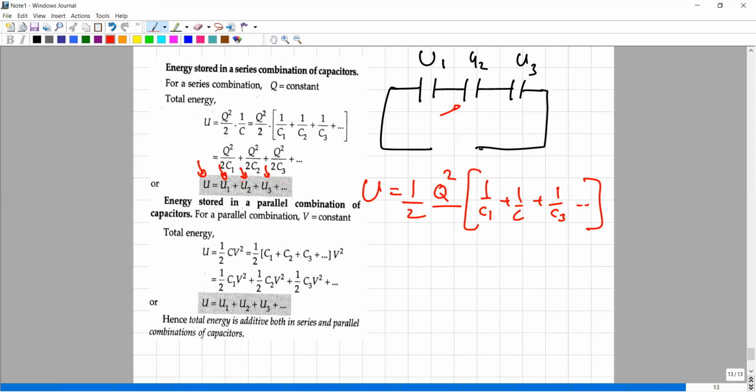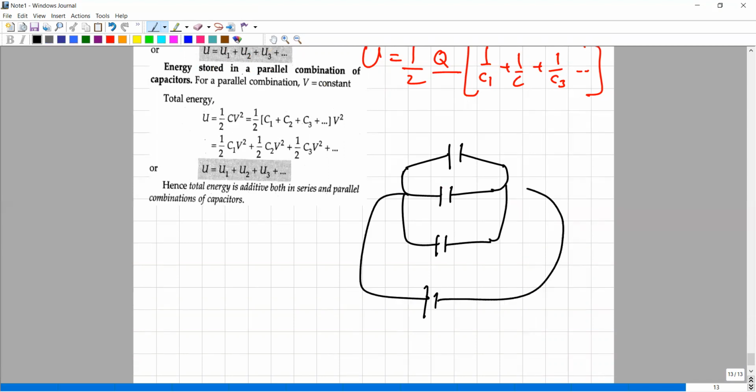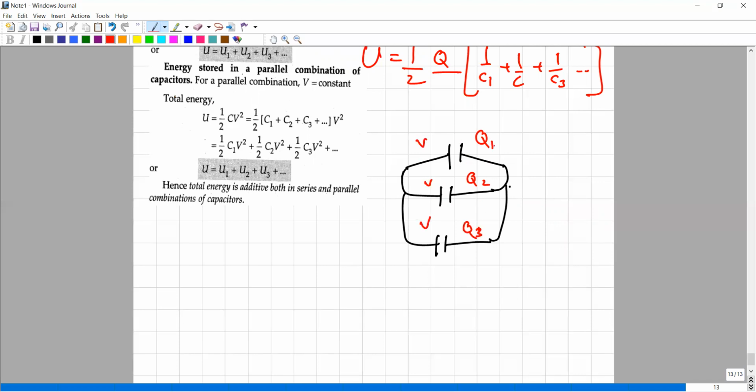Okay, energy stored in each capacitor. This is for the series combination. For the parallel combination, something similar, because in a parallel combination, you will have multiple capacitors, but all these capacitors are basically joined as a parallel circuit with the cell. Now, we already know that in a parallel circuit, the charges are different in each capacitor, but the potential across them is same. We know that already.